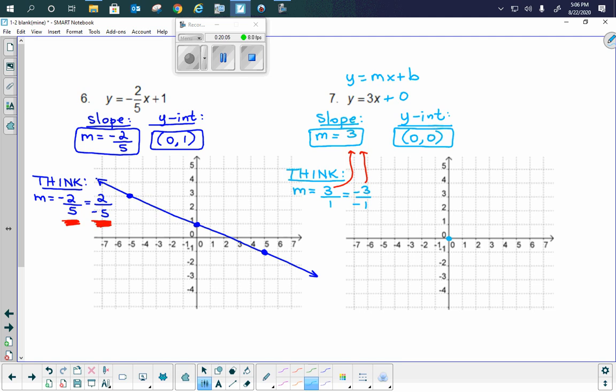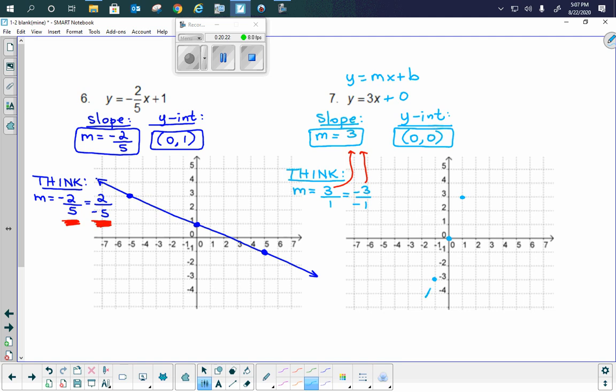All right, so we'll start at our y-intercept of 0, 0. Rise over run, let's do the 3 over 1. So that means up 3, right 1. And then if I go back to 0, 0, and I use the negative 3 over negative 1, that would mean go down 3 and left 1. And that would give you that dot.